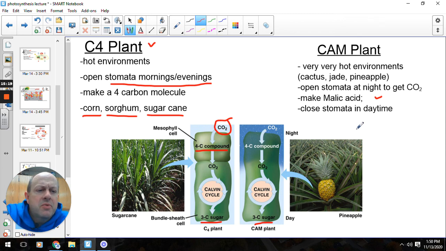So some examples of that would be like cactus, jade is a type of cactus, pineapples are CAM plants, any kind of really deserty type of plants would be those. So this is photosynthesis, kind of how it's done normally, and then how some plants have kind of developed strategies to survive in harsh conditions. And so I hope that was helpful.